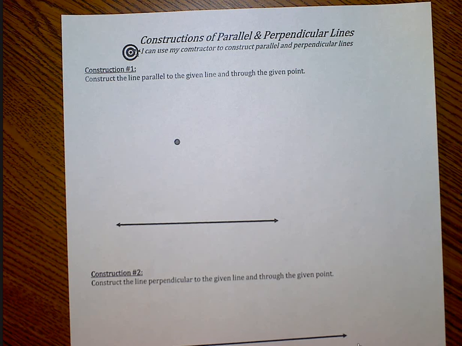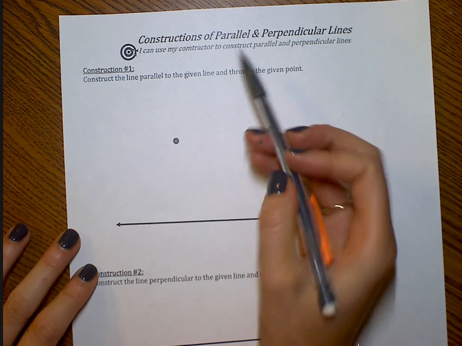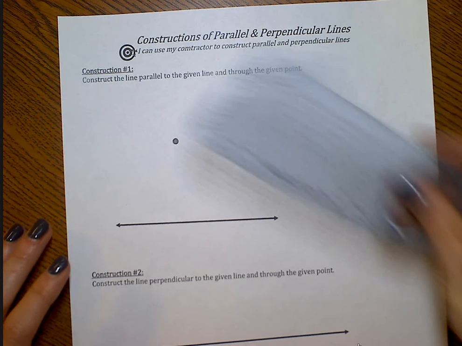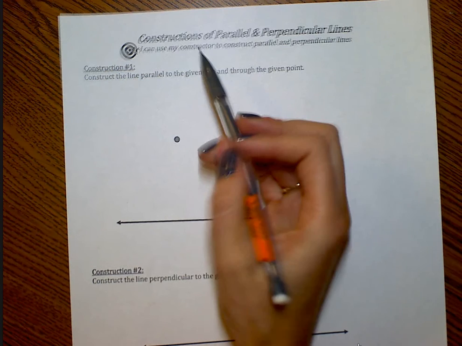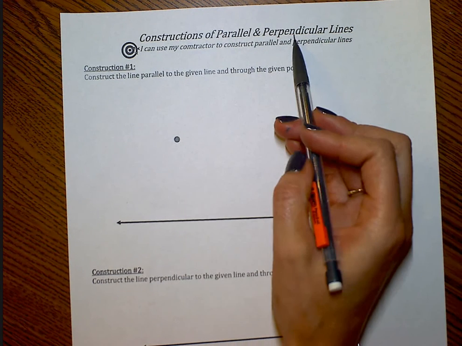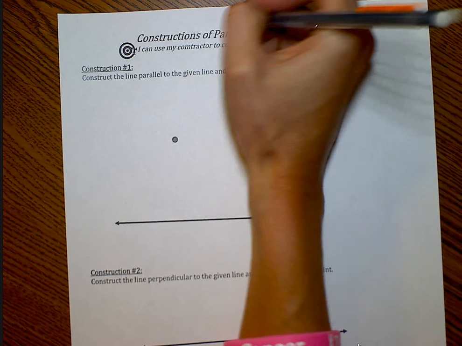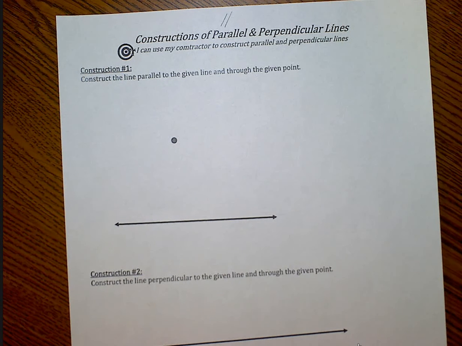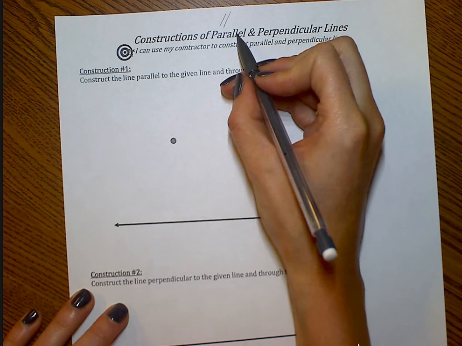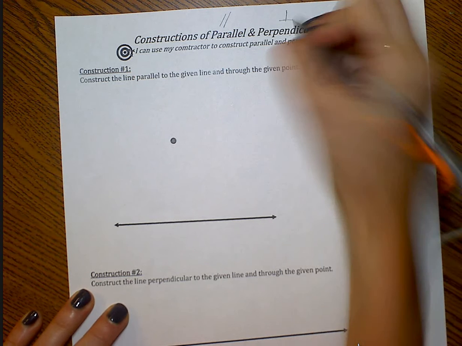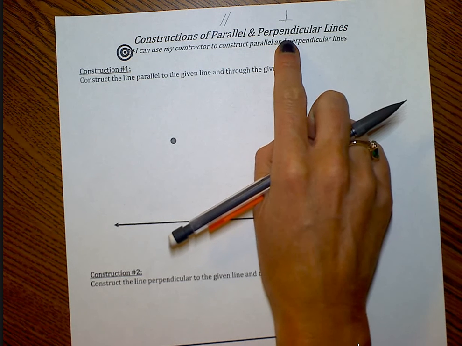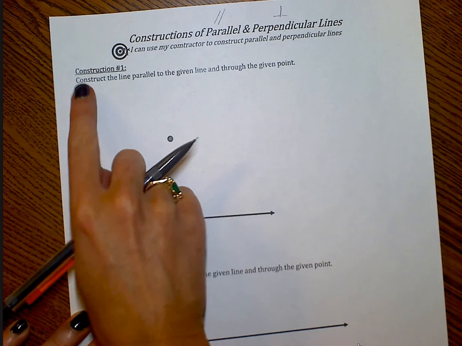We're learning two different types of constructions today, and really three, but it's kind of only two processes. The two things that we're going to be doing is constructing with our compass how to make parallel lines and how to make perpendicular lines. If we remember our symbols, it's good to note these. Parallel looks like that, and perpendicular is like that.